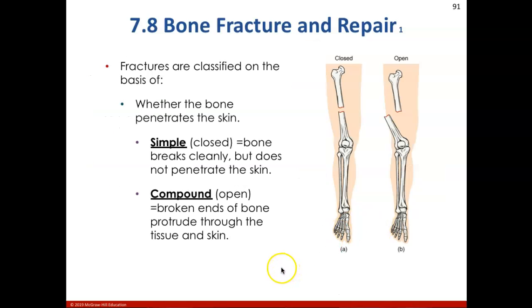And so here we're going to talk about a couple ways in which we can classify fractures. We can classify them whether there's a penetration of the skin. So if we have a simple or closed fracture, that means we have a clean break and it's not penetrating the skin. Whereas if a fracture is open or compound, that means the broken ends of the bone are going to protrude out of the tissue and skin.